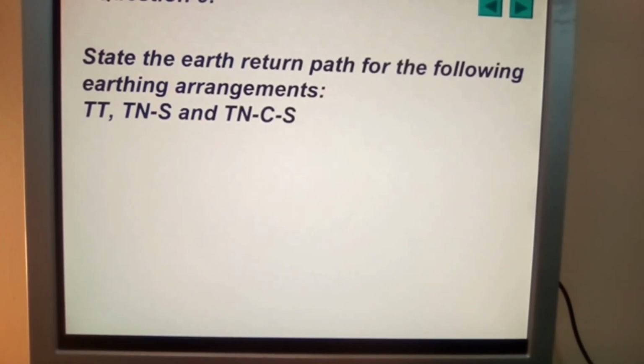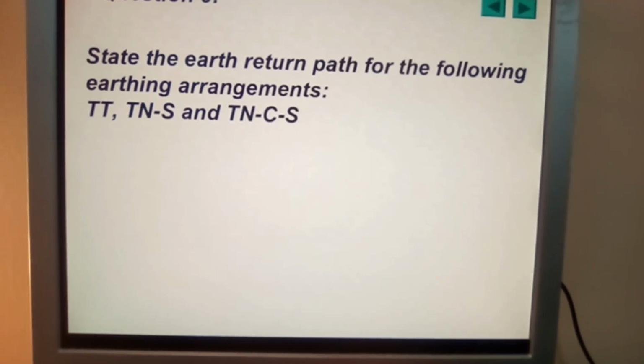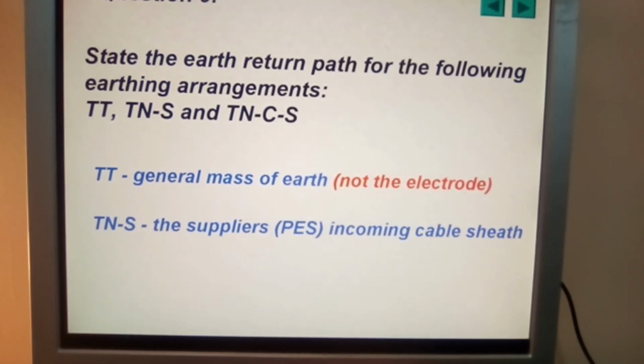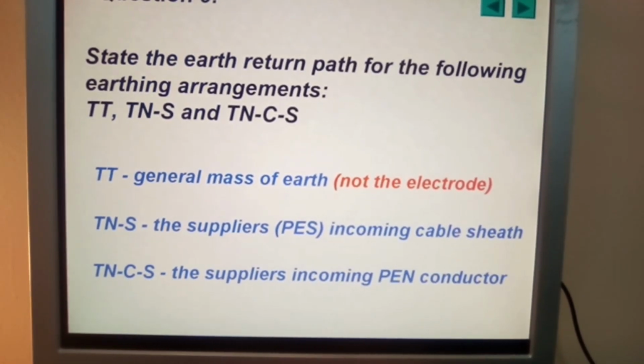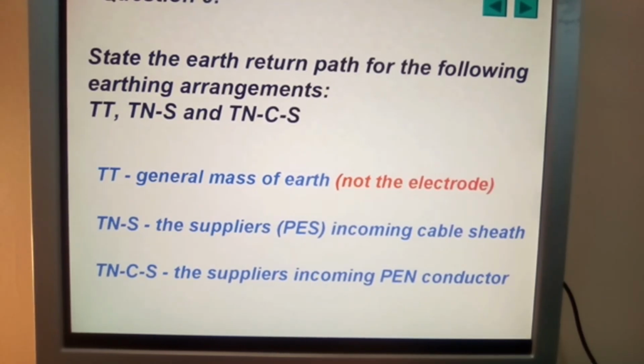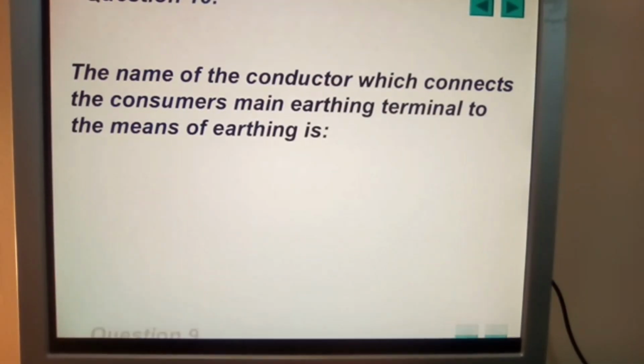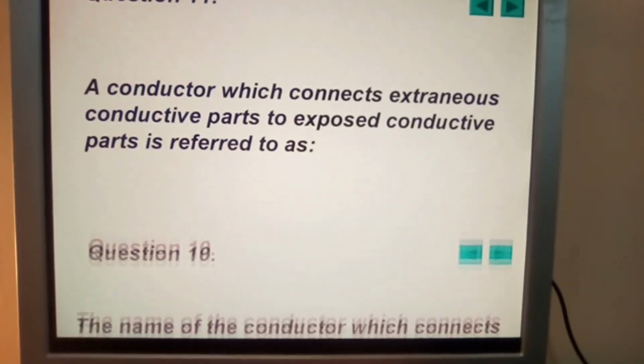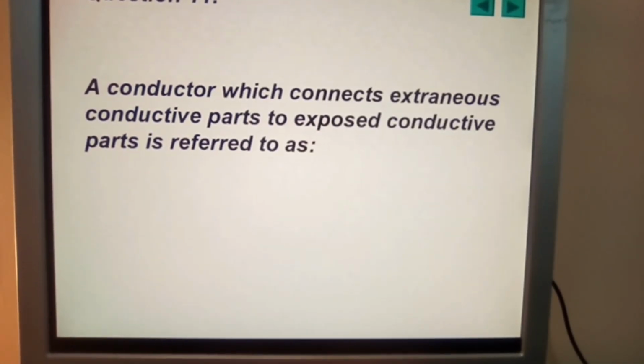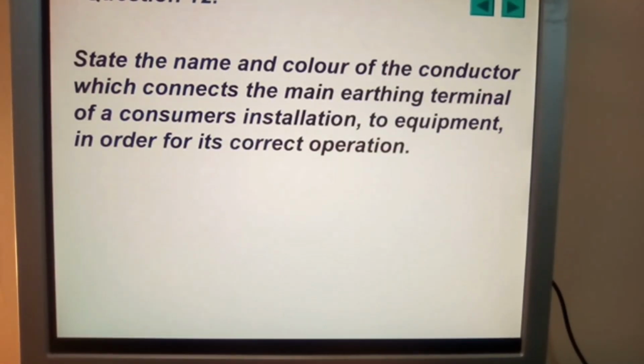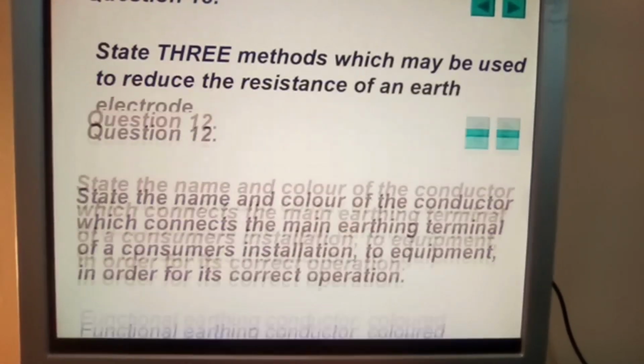And here, state the earth return path for the following earthing arrangements, okay? Okay, don't need me to speak here. These are something that you can do yourselves.